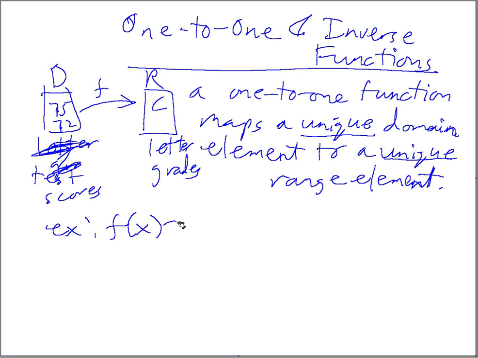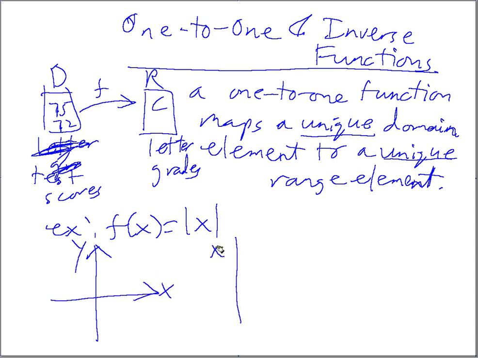In fact, let's take a look at a more specific function we've seen in the past. Let's look at the absolute value function. Now, we've seen this, right? This is the V-shaped graph we had earlier. Now, I'm not going to graph yet. Let's make a table here to help you see why this is not a one-to-one function.